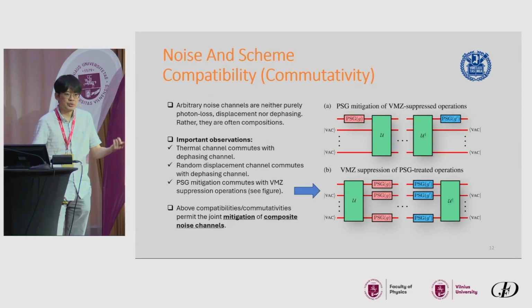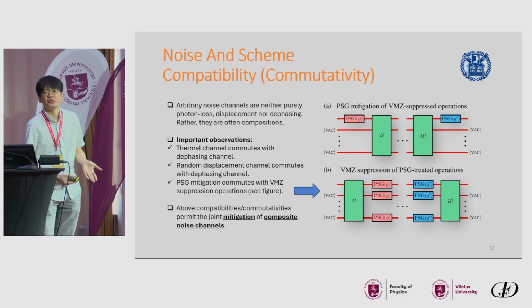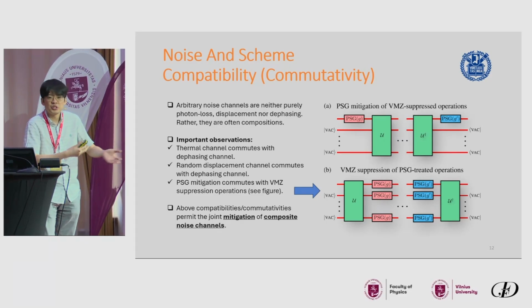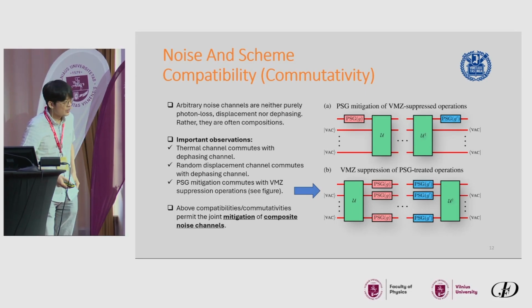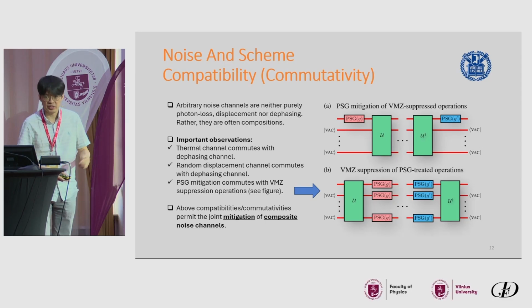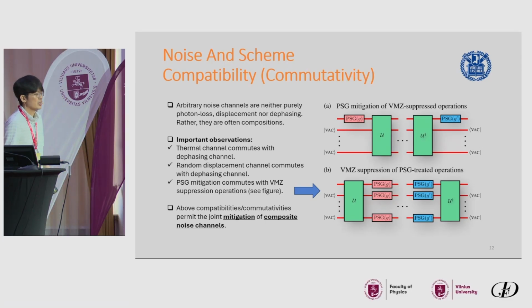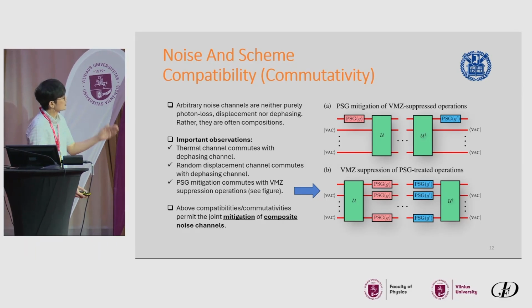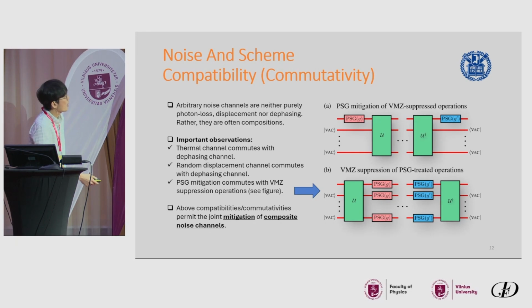Now, we looked at PSG, we looked at VMZ. I forgot to mention also that PSG doesn't touch dephasing noise. VMZ doesn't do anything to thermal noise. Life is never so easy because when you have errors, it's always a mixture of two or more things. Here we consider a mixture of photon loss and dephasing, or thermal noise and dephasing, similar thing. There is a theory that tells us that they commute. It's clear to show that they commute. And so we can consider composite noise channels made up of thermal noise and dephasing.